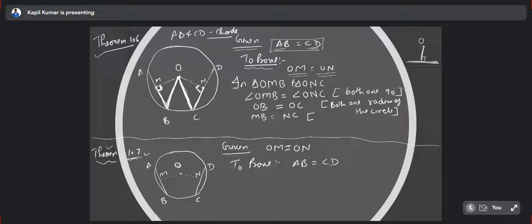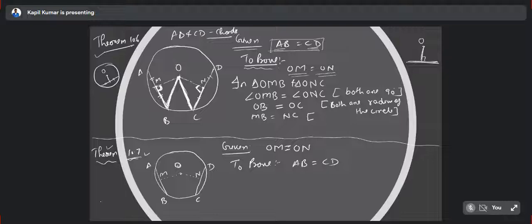If you recall theorem 10.3, it is the perpendicular from the center to a chord. If you drop a perpendicular, it will bisect, meaning it will divide the chord into two equal parts. Like here we have taken that this angle is 90 degrees in both chords. So it is clear that it will bisect the chord, meaning AM will be equal to MB here, and in this chord CD, NC will be equal to ND. Is it clear?